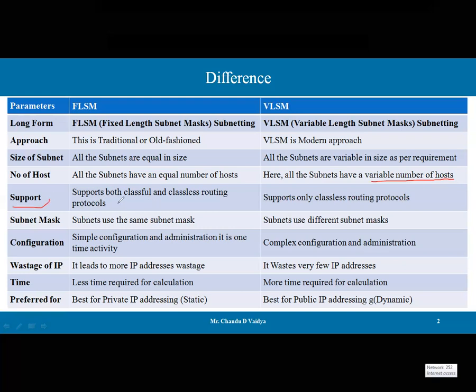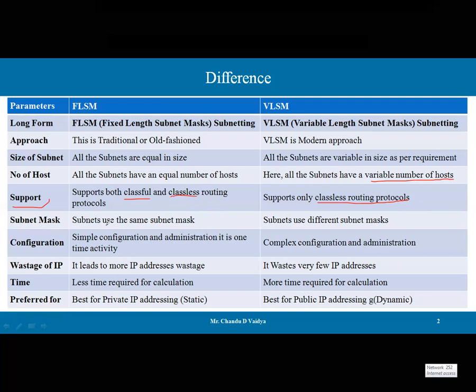Then support. This fixed length subnet mask supports both classful and classless routing protocols. But VLSM supports only classless routing protocols, because here the slash notation is there. As per the slash notation value, the network can be divided into different subnets.